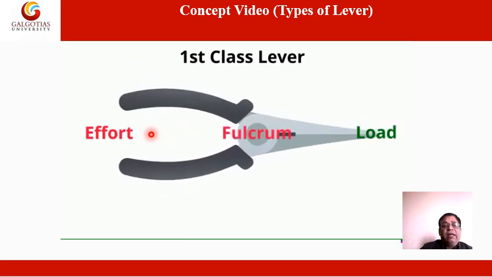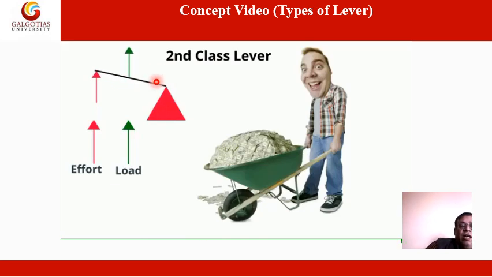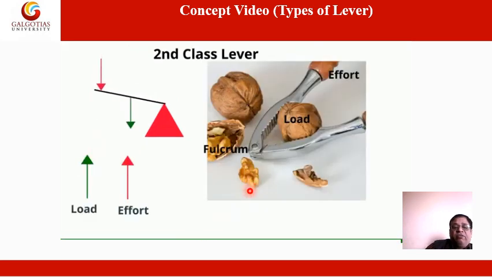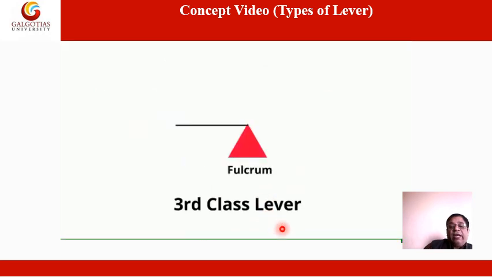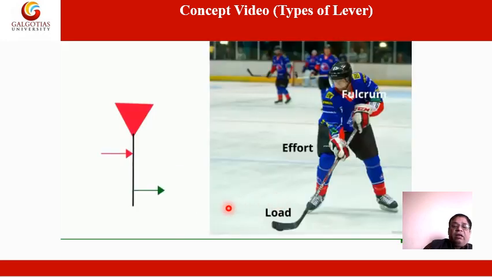Second class lever. In this class of lever, the fulcrum position is at one end. Here, as you can see, the fulcrum is at one end, the load is in the middle, and on the other end, effort is applied. The second class lever example is the nutcracker. Then one more example of second class lever. Third class lever: here the effort is near to the fulcrum. The example is a hockey stick with the player playing, and the grooming done by this person.